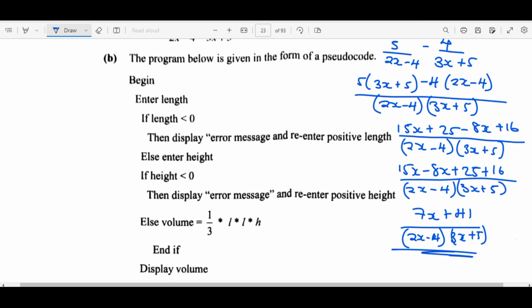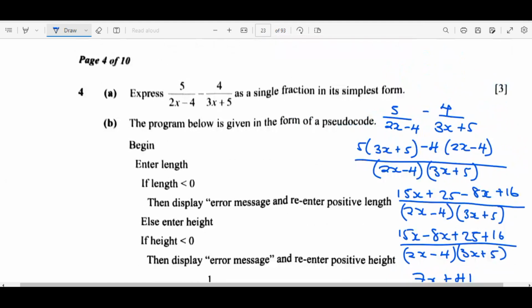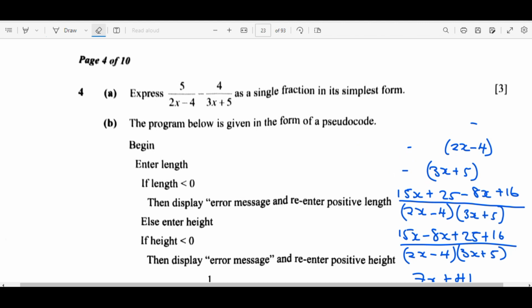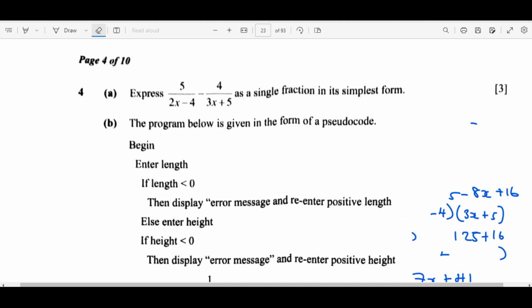Okay, so let us move to the other question. The program below is given in the form of a pseudocode. So the information has been given here. Let us create some space, where we have enough space so that it can help us to solve what we want to solve here.